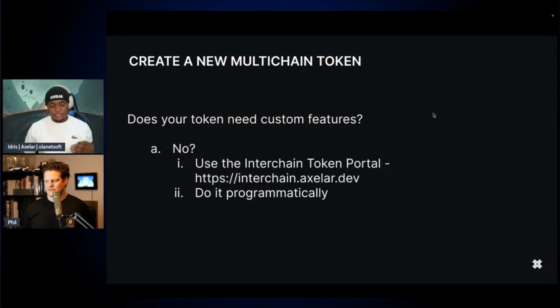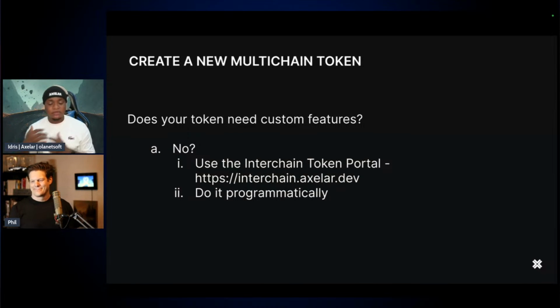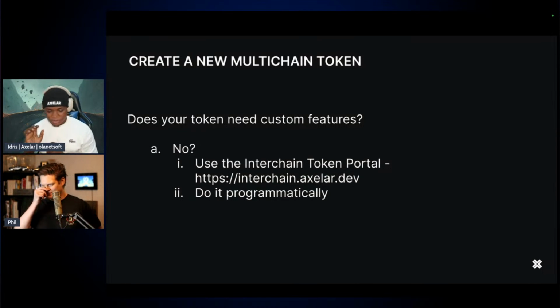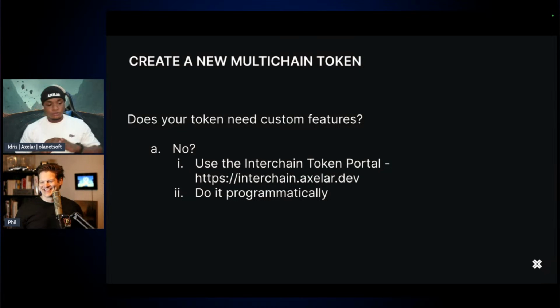But another question is, if your answer to the first question is no, if it is yes, then you need to build it. But if it is no, then you can just head over to our Interchain Token Portal, interchain.axelar.dev on mainnet. On testnet it is testnet.interchaintoken.axelar.dev, to create a brand new token and then deploy and share the token anywhere.